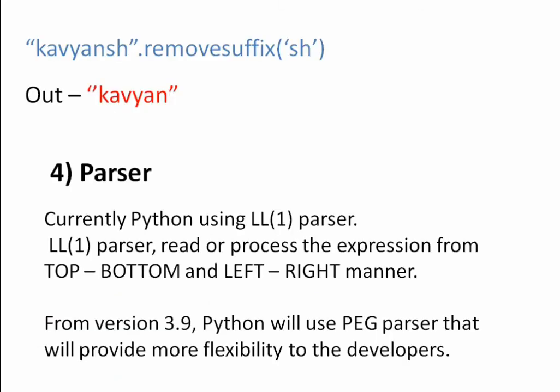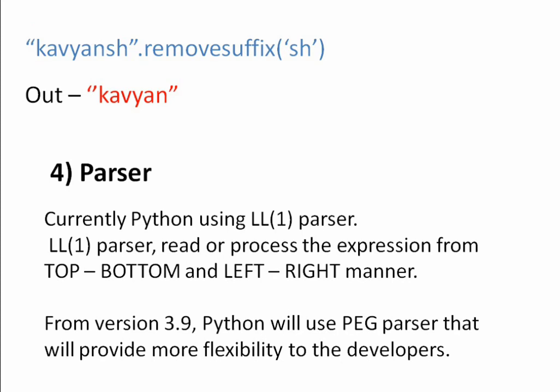The next feature is the new parser. Currently Python uses the LL1 parser, which parses the expression in a top to bottom and left to right manner. If you have knowledge about parsers, you will know what LL1, LL2, LR and CLR are. Python currently works on the LL1 parser, and from version 3.9 Python will use the PEG parser, which will provide more flexibility to developers.